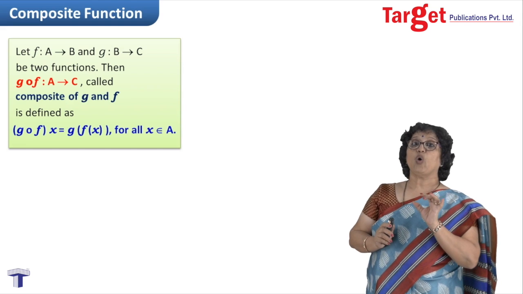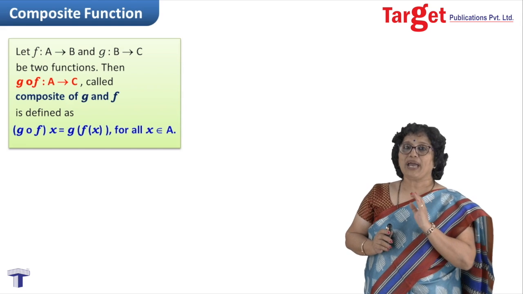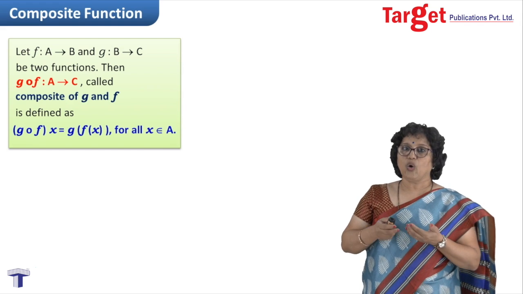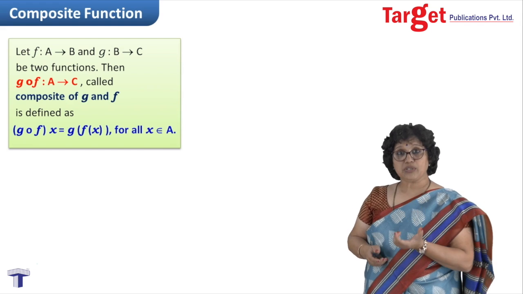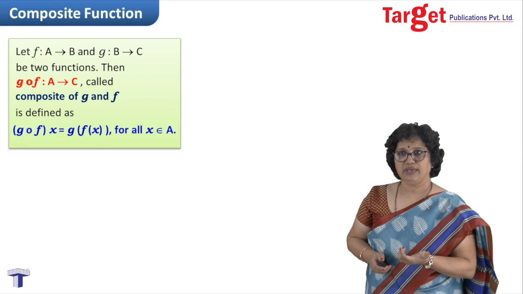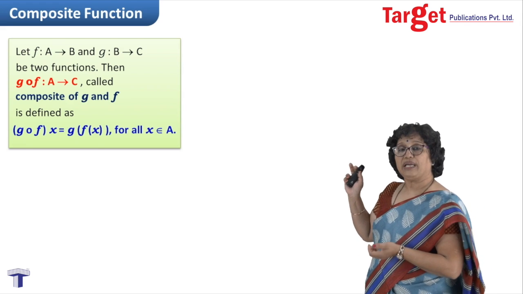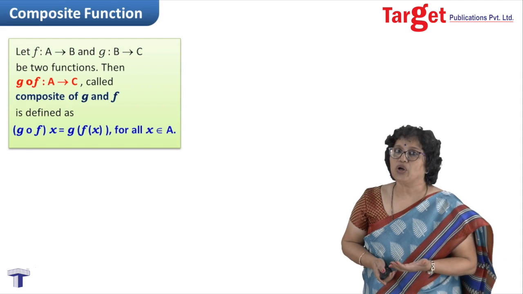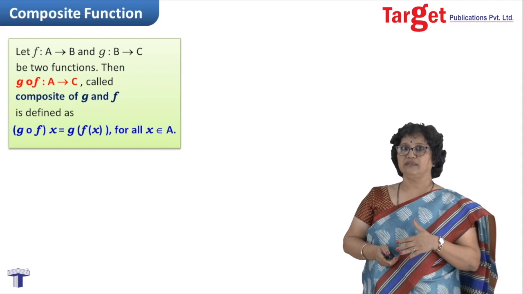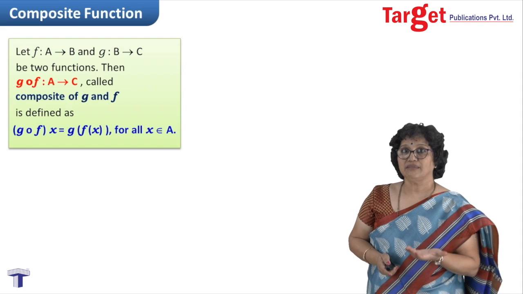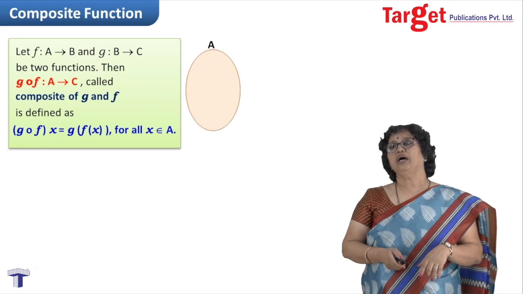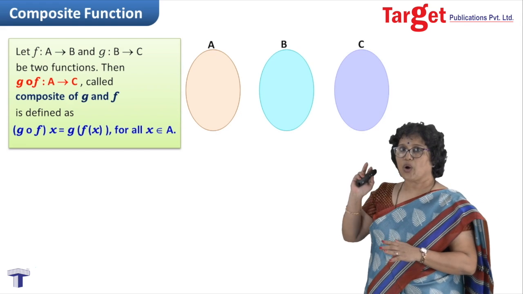I am saying gof. gof is the name of the function. That is called gof, the composite function of g and f. Answer would be g applied on f(x). And this is to be done for all x in set A. Otherwise the function will not be defined. Which function am I talking about? gof.